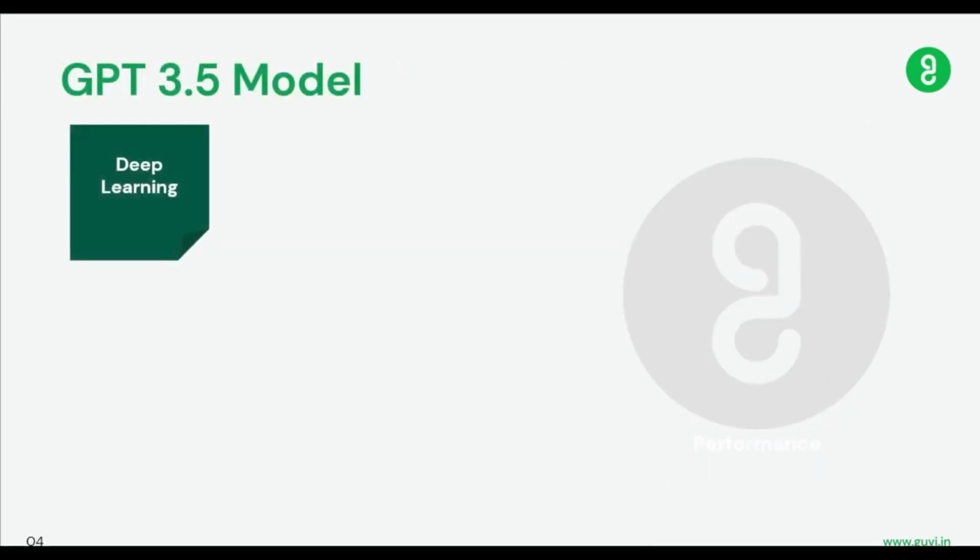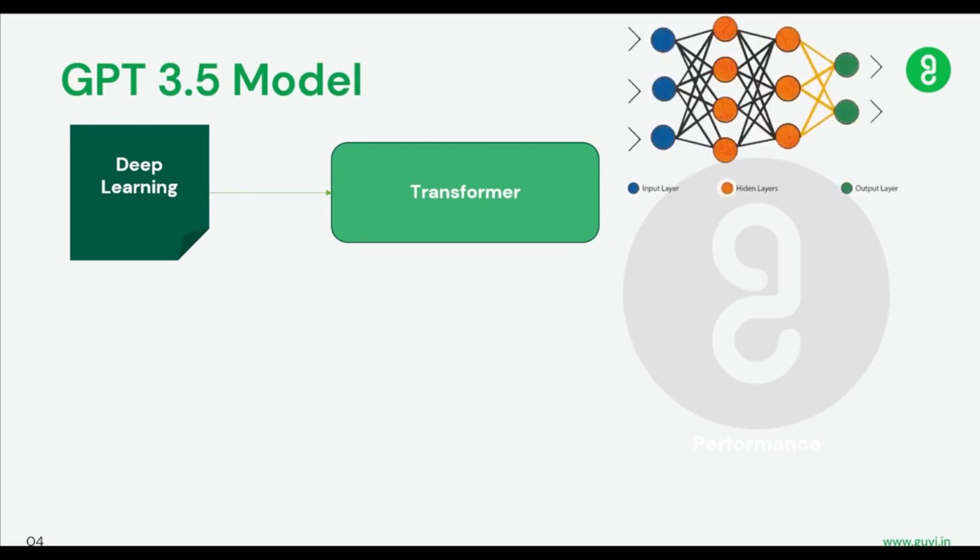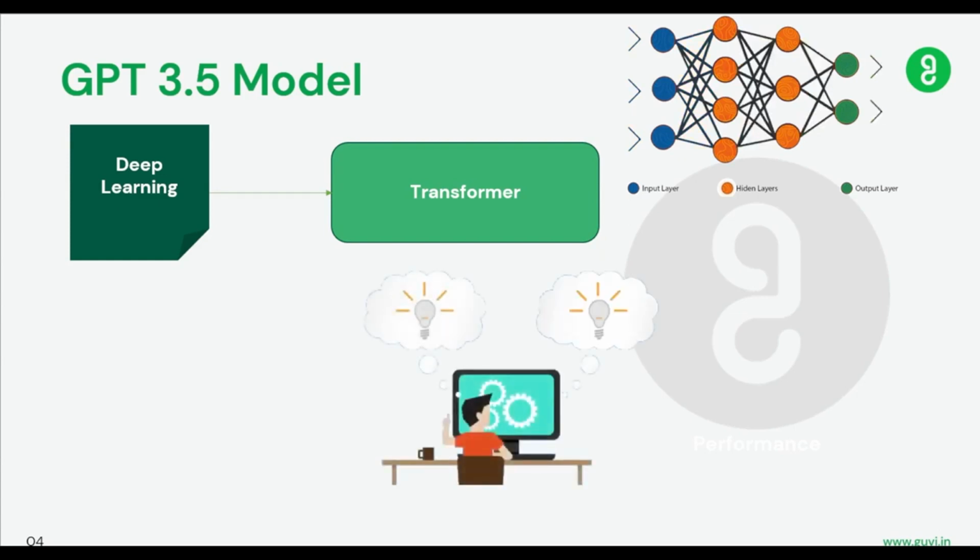The GPT 3.5 model is a type of deep learning model, which is actually known as something called a transformer. Transformers are nothing else but neural networks that can process sequences of data, such as words or sentences, and generate output based on those sequences. The GPT 3.5 model has been trained on massive amounts of text and data, such as books, articles, websites, to understand the nuances of natural language and generate an appropriate response.